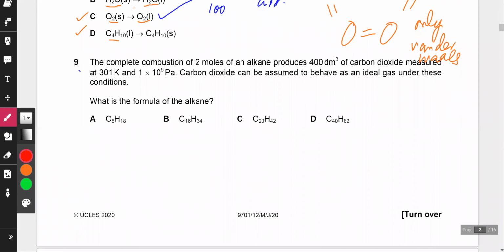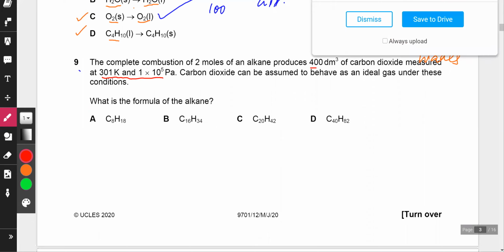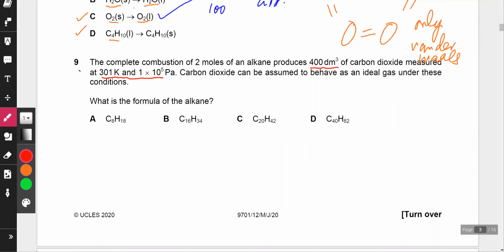Now, question number 9: the complete combustion of 2 moles of an alkane produces 400 dm³ of carbon dioxide measured at 301 kelvins. Remember, this is a moles question where you can't use the thing that you use in O levels, 1 mole is equal to 24 dm³. A gas is not going to occupy this volume if the temperature is 301 kelvins. It's not going to happen.